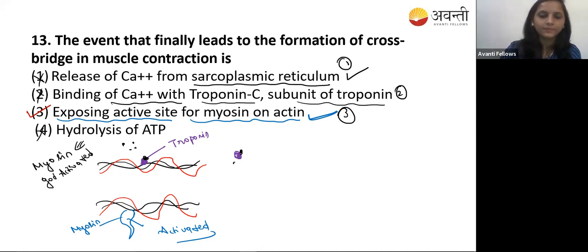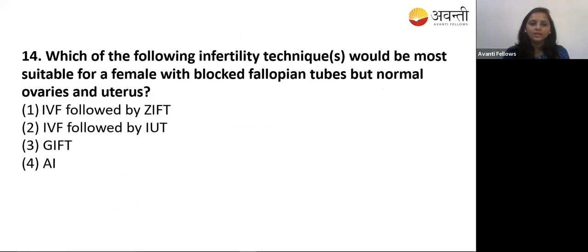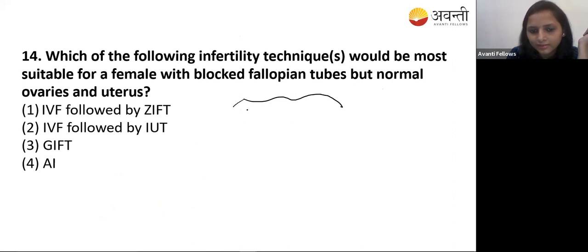Okay, fine. So next question: which one of the following infertility techniques would be most suitable for a female with blocked fallopian tubes, but normal ovaries and uterus? Okay, so if you take this is the structure, right?